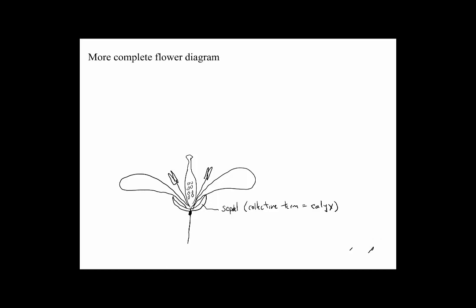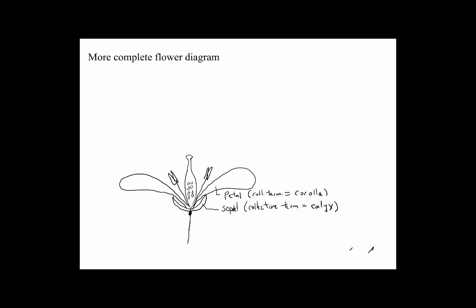Okay. We've already learned that this is a petal. And there's a collective term for the petals. And the collective term, which I'm going to abbreviate, collective term, that means all the petals together is called a corolla. Okay?